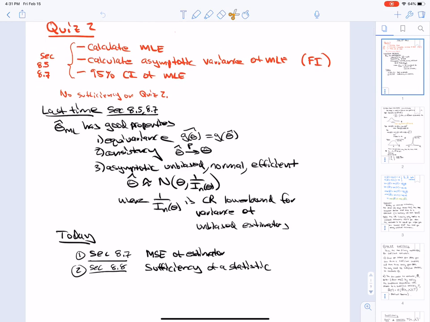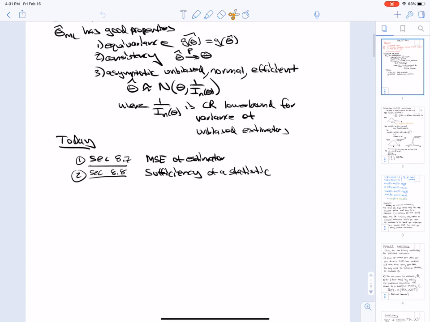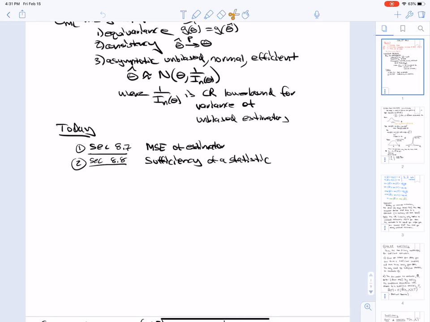So last time, and the last couple times in fact, we've seen that ML estimators have good properties: equivariance, consistency, and that ML estimators are asymptotically unbiased, normal, and efficient, where the variance achieves the Cramer-Rao lower bound. So these are all good things. And today we're going to talk about the mean square error of an estimator, and also begin to talk about the sufficiency of a statistic.